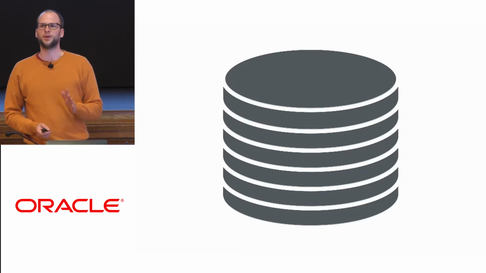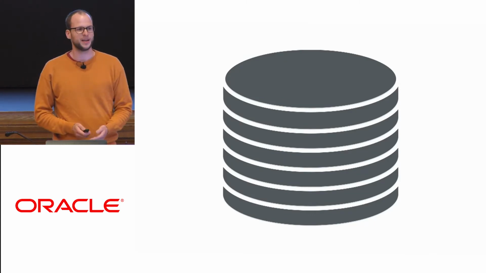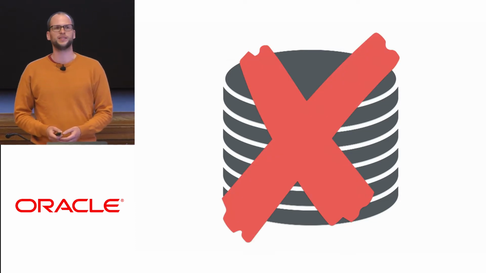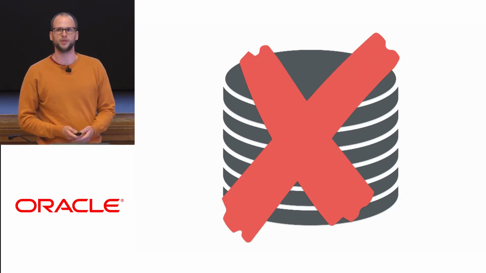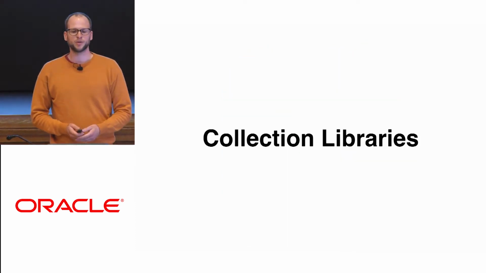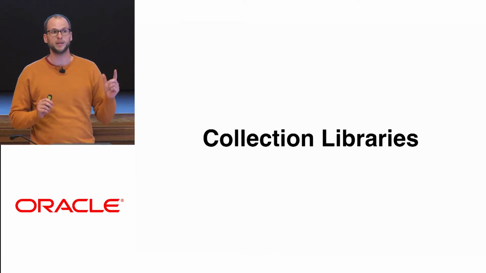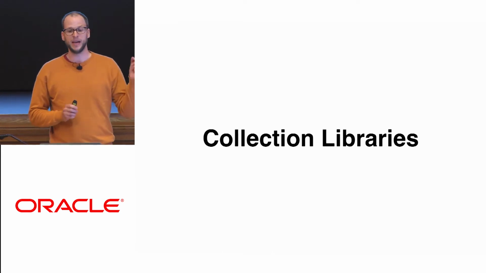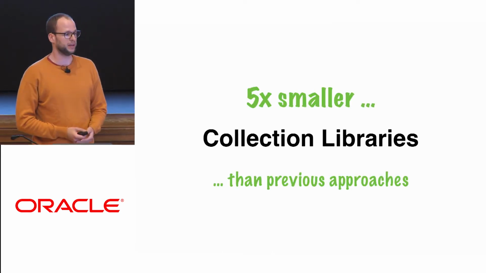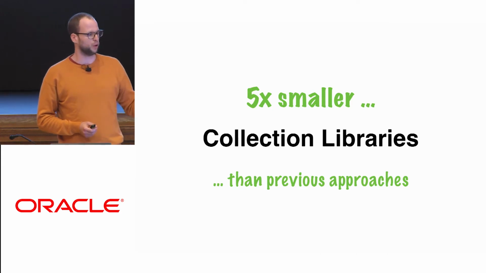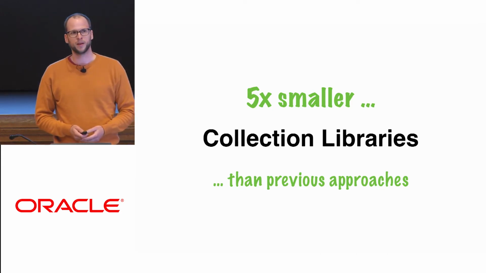I'd like to start with a disclaimer here. I know that you guys at Oracle, you all love databases, but this talk in particular is not about relational database management systems. Rather, I'm going to talk about how we can equip collection libraries with lightweight relational data structures, without adding another type, and by saving dramatically on memory, about 5 times over comparable approaches.